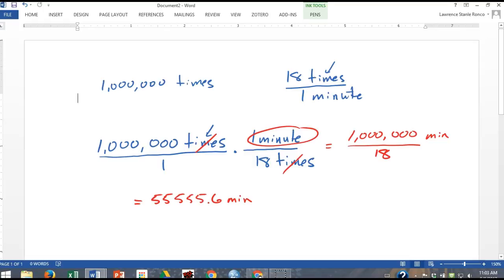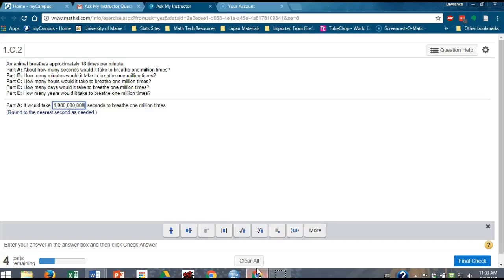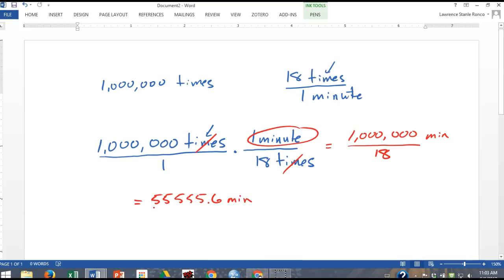But I don't want minutes. The question is asking for seconds, right? So I'm going to put a 1 underneath this just to remember that it's a fraction. I need to change minutes to seconds, and I need to arrange it so that minutes will cancel out. So 1 minute has 60 seconds, right? By arranging it this way, the minutes will cancel each other out. And I'm left with the unit that I want, which is seconds.